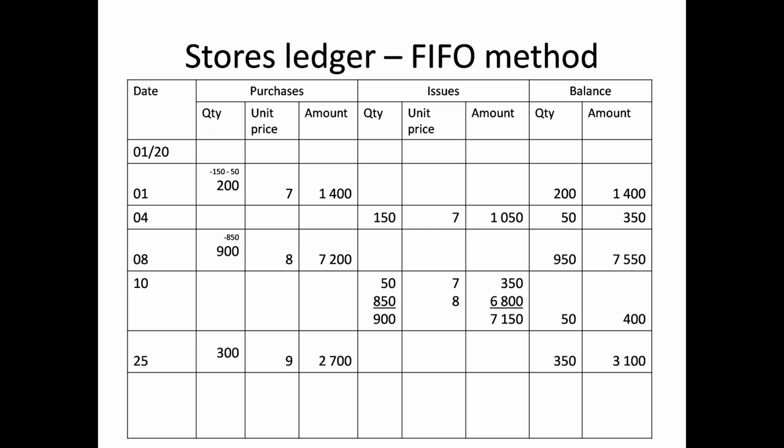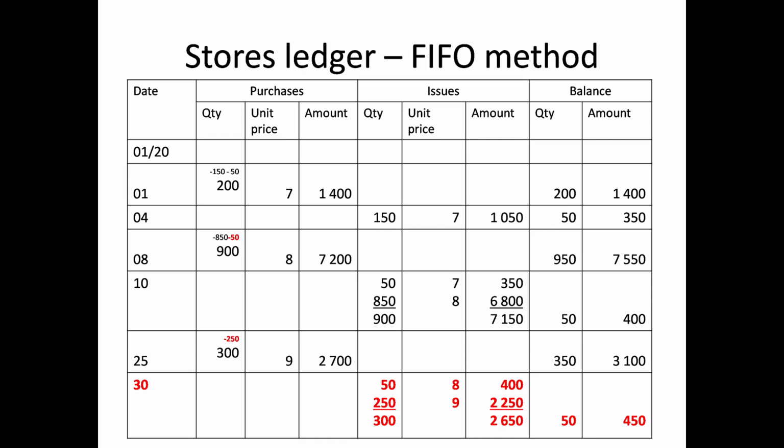Next transaction. 30th January, sold 300 units. Under date you are writing 30. Now you are going to issue 300 units. What's your oldest inventory? 1st of January you have issued 200 units. Now you can clearly say that you have totally issued 200 units.